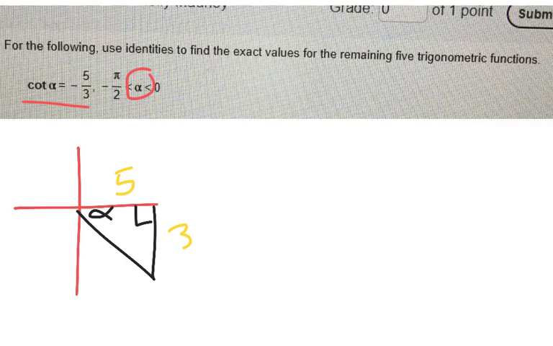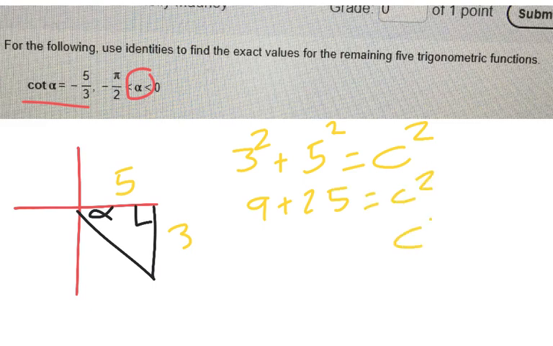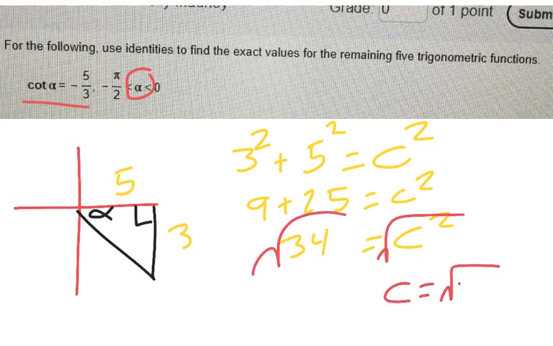Now I can find the missing side, which is the hypotenuse, by using the Pythagorean theorem. So I've got 3 squared plus 5 squared is going to equal the hypotenuse squared. So 9 plus 25 equals c squared. So c squared is equal to 34. Take a square root of both sides. That tells me c is equal to radical 34. So my hypotenuse, the missing side here, is radical 34.